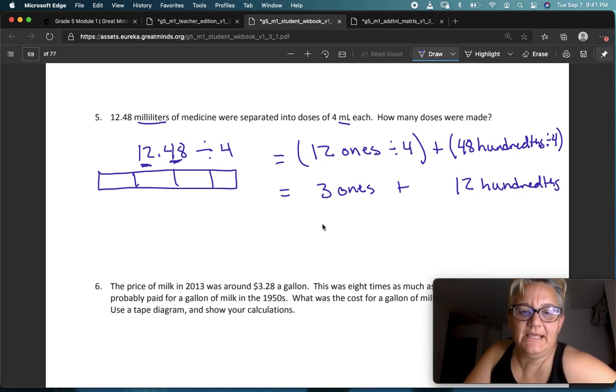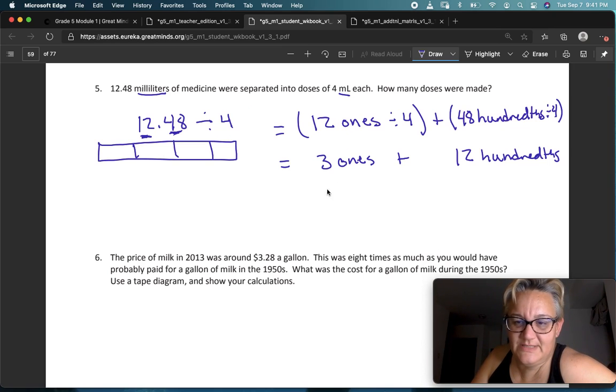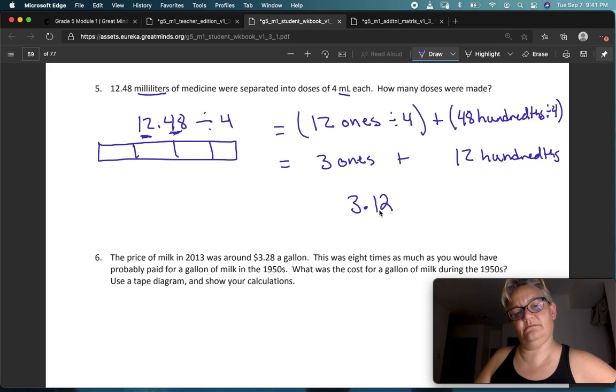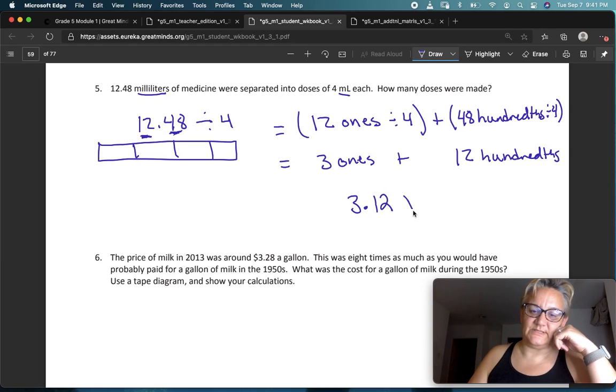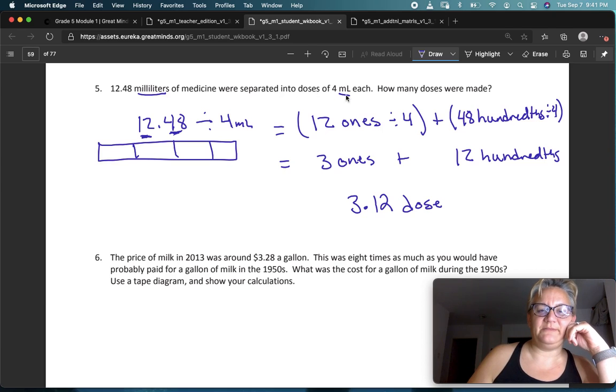Okay, and 3 ones plus 12 hundredths would be 3 and 12 hundredths. Okay, how many doses were made? 3 and, yeah, it's written weird, but 3 and 12 hundredths doses. You might want to put milliliters there, but actually it's asking you how many doses were made.